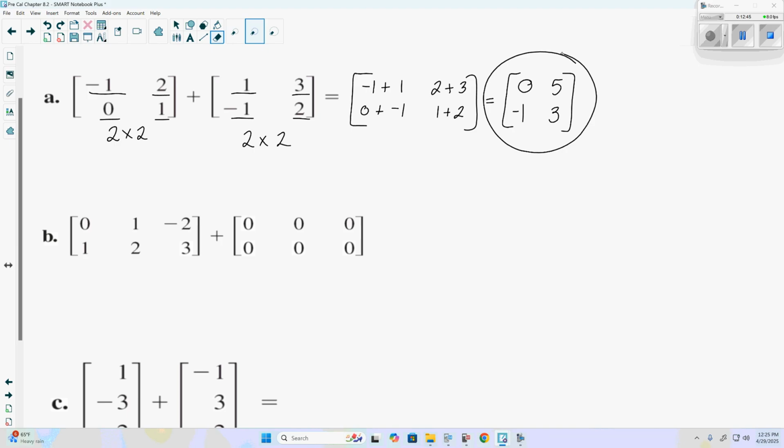Questions on A? Because as long as the dimensions are the same, we can add the corresponding elements.